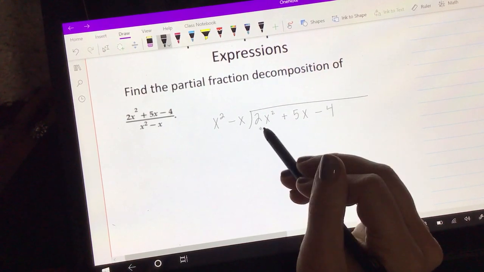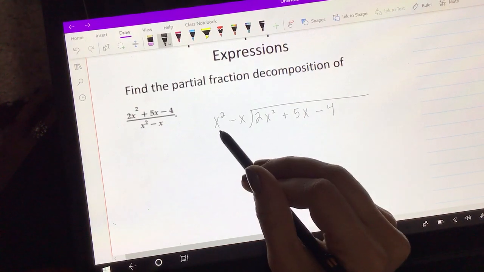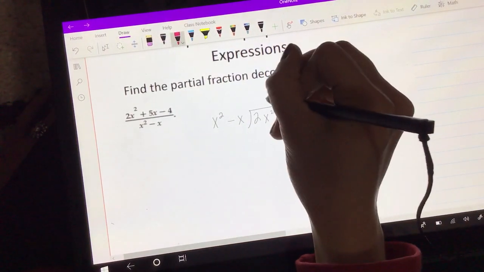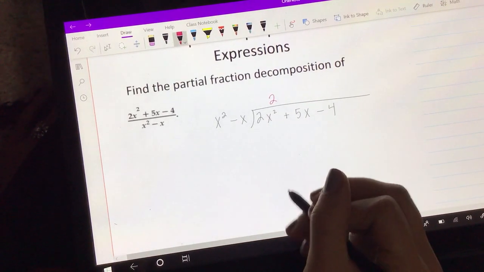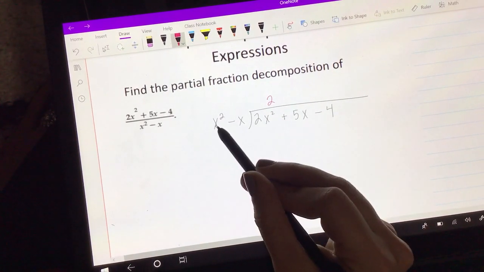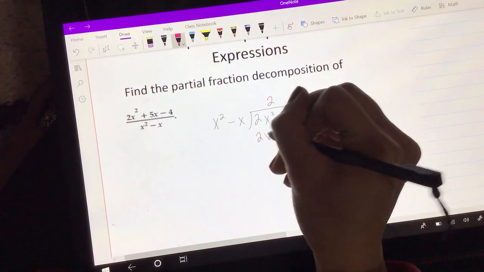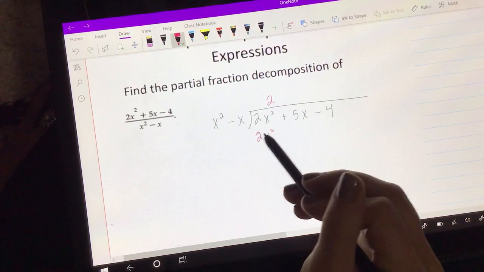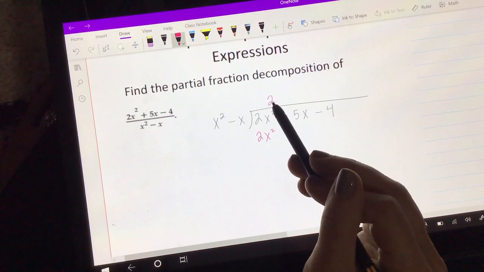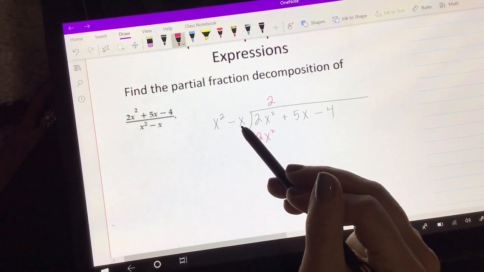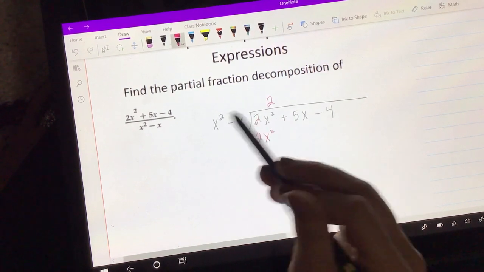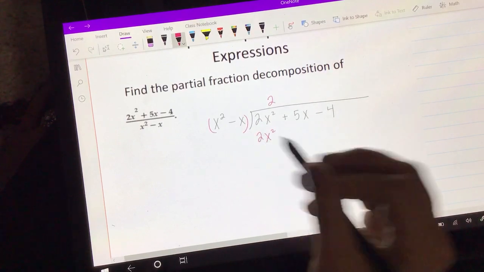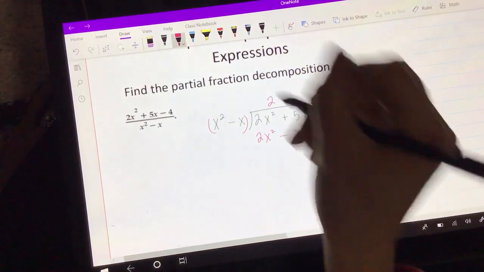All right, start with our first term, 2x squared divided by the divisor. 2x squared divided by x squared gives us a 2. Multiply 2 times x squared is 2x squared. This should always match up. If it doesn't match up, you did something wrong. Don't forget to distribute the 2 to the negative x also. You have to multiply the 2 by the entire divisor. Okay? So 2 times negative x, that gives us negative 2x.